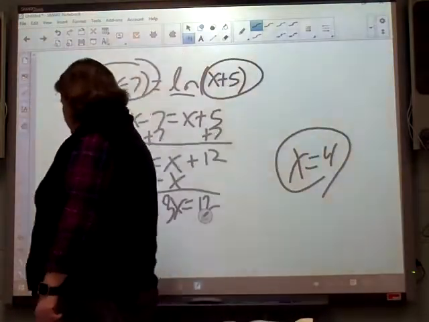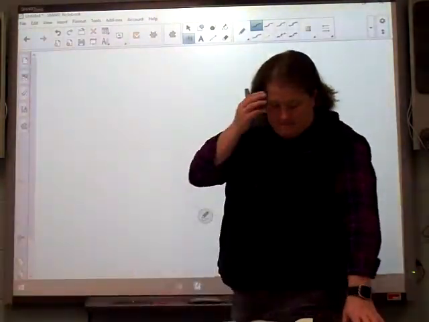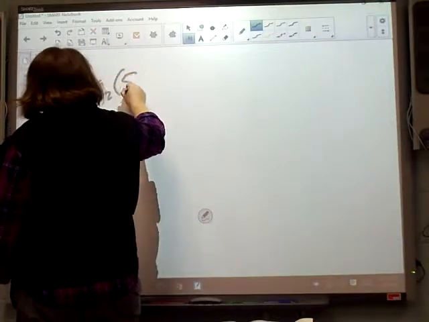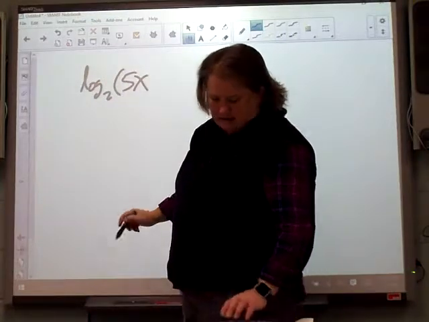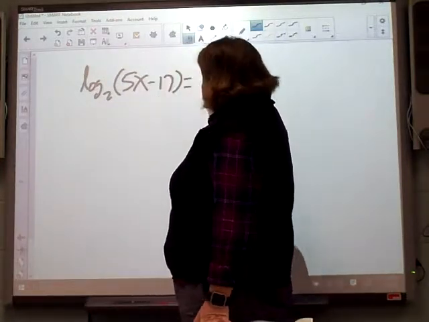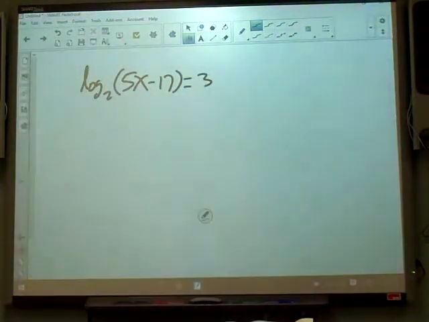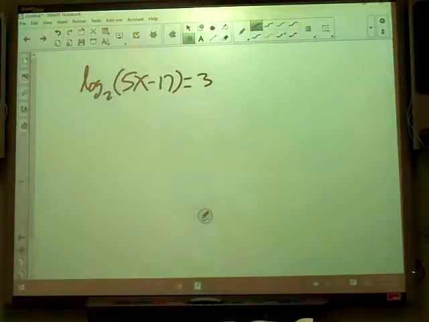Okey-dokey. Here I have log base 2 of 5x minus 17 is equal to 3. On the last problem, we got to just drop the logs off. Can't do that here because I don't have one on both sides. So, when we had some earlier that were in exponential form, we rewrote them in log form. Now I have one in log form. Guess what we're going to do? Write it in exponential form.